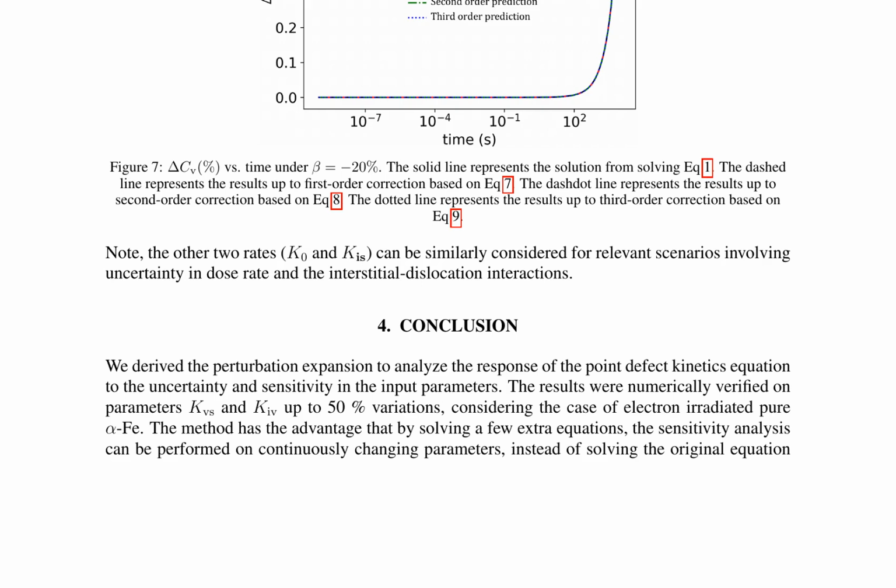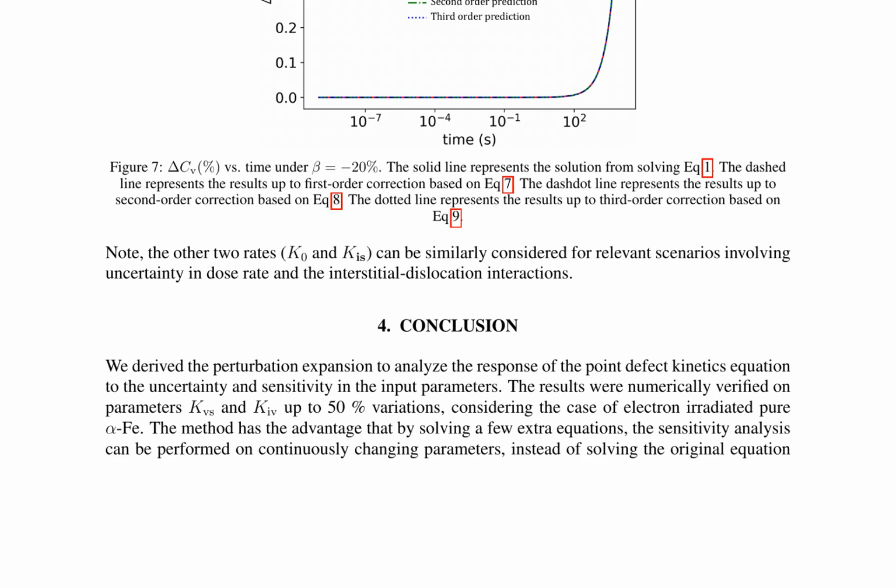Figure 7 illustrates the variation of increment CV, percent, with time under beta equals 20%, comparing the solutions from solving equation 1 and the results up to first-order, second-order, and third-order corrections. The method can be extended to analyze the sensitivity of other rate constants, such as K0 and KISS, in scenarios involving uncertainty in dose rate and interstitial dislocation interactions.